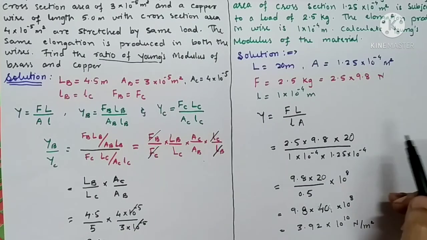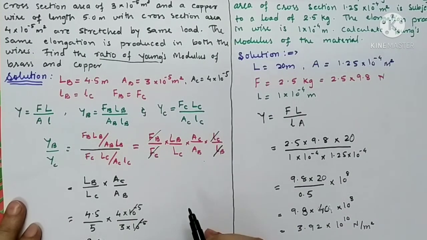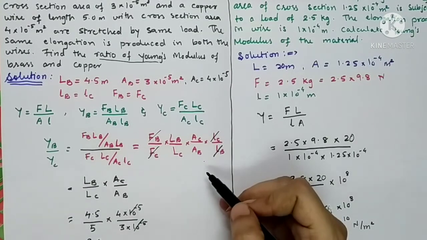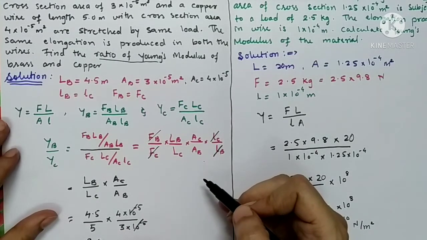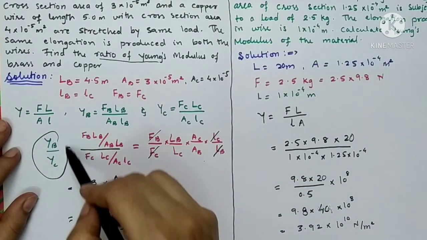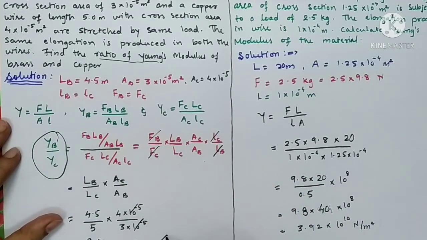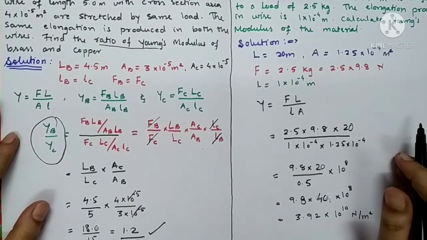And the unit of Young's modulus is, as it is a ratio of stress to strain, and since only stress has a unit and strain does not have any unit, and similarly this is the ratio of two Young's moduli, this quantity is unitless over here. 1.2 is unitless.